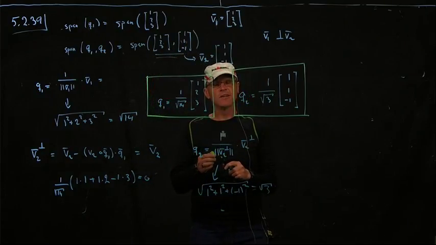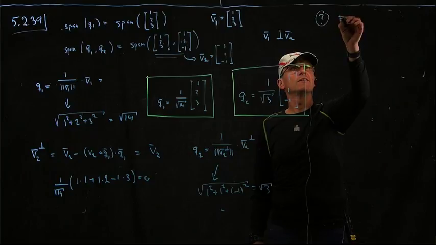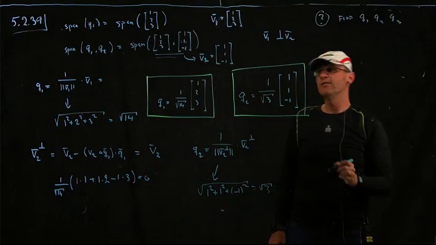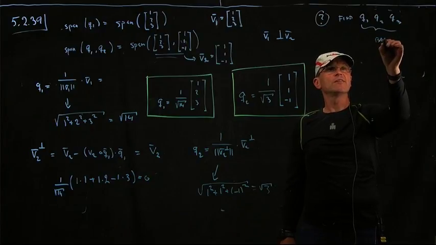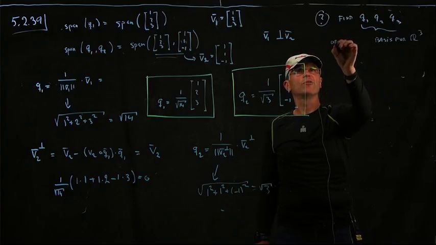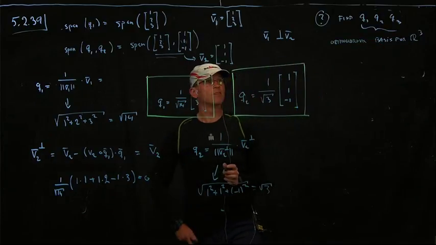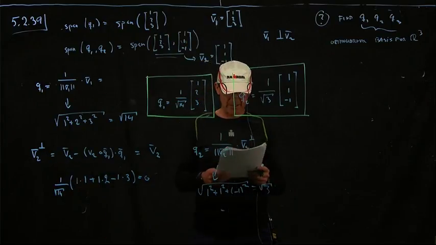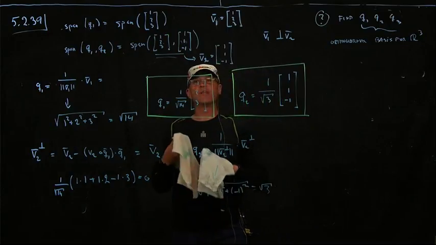Now the question asked for a basis, so the question is this: find Q1, Q2, Q3, so that we're satisfying this, but all three should be a basis for R3. That should be an orthonormal basis. So we have two of them, but we have no more information. So what are we going to do? Well, we have to manufacture more information.